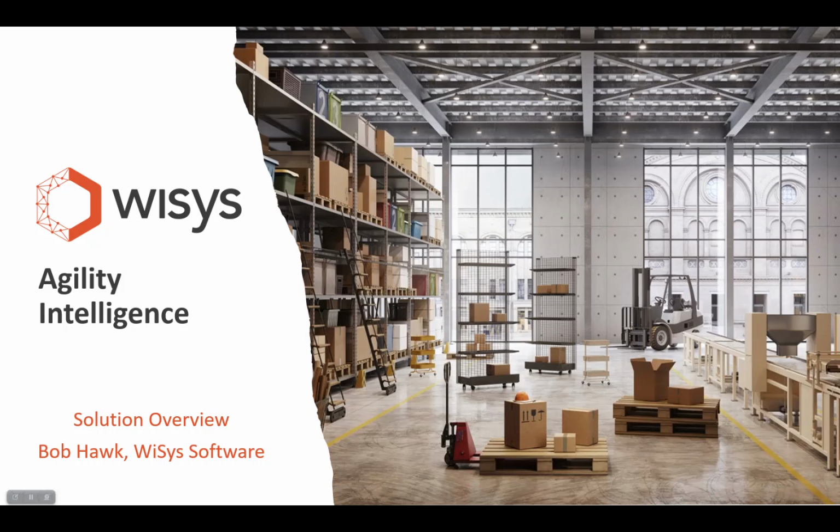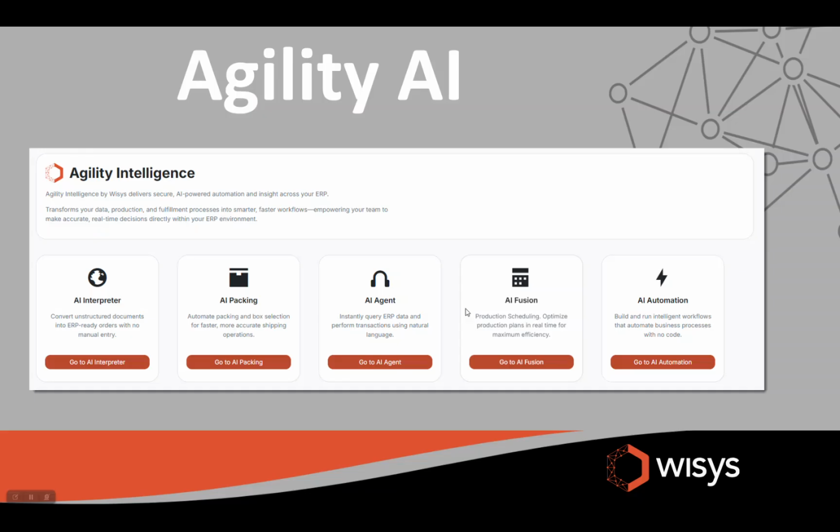We're going to take a look at the Agility Intelligence Suite. The Agility Intelligence Suite is made up of these 5 applications. The AI Interpreter, which allows you to bring unstructured documents into Macola on an automated basis and create sales orders, purchase orders, and other type documents without much intervention.